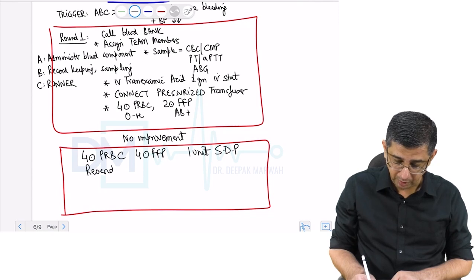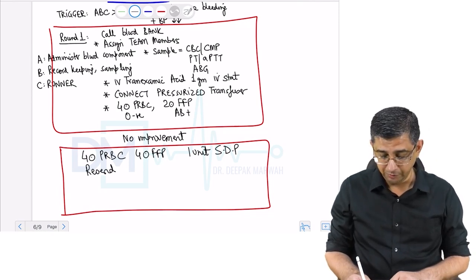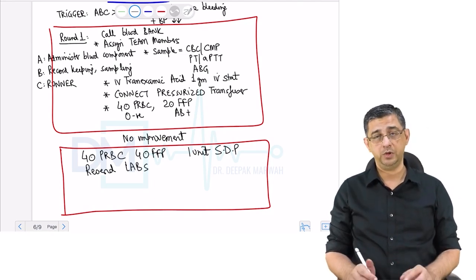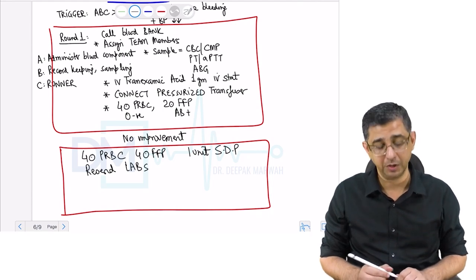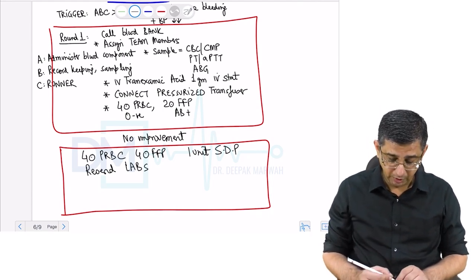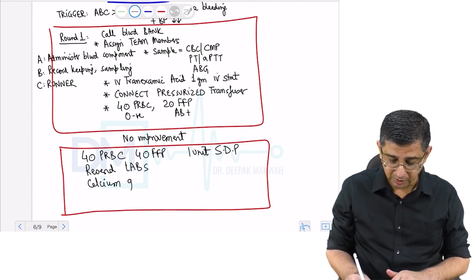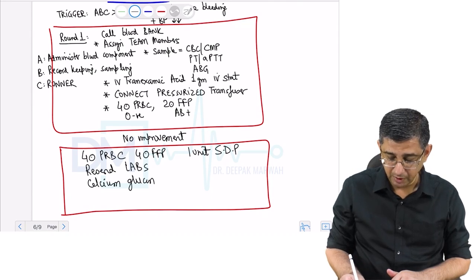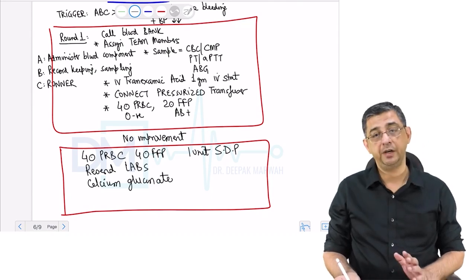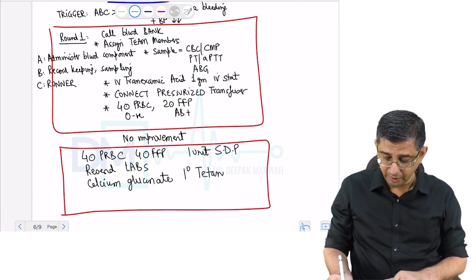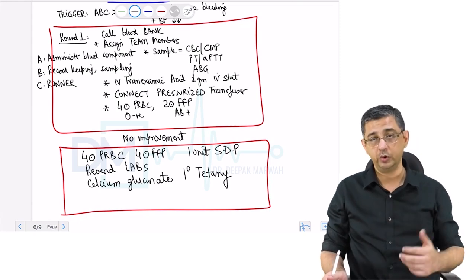So team member number B will be responsible for resending the labs so that I can evaluate the improvement in the coagulopathy component and the metabolic acidosis component of the patient. I will now be giving calcium gluconate to the patient. Why calcium gluconate? Because there is citrate in the RBC pack, and that citrate binds with calcium and it can trigger tetany. So to prevent the development of tetany and a possible laryngospasm, remember tetany causes death due to laryngospasm.